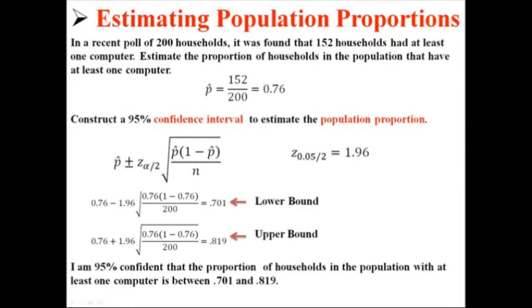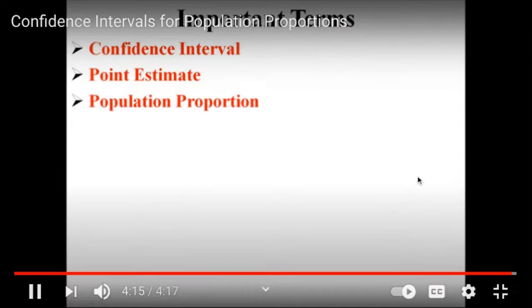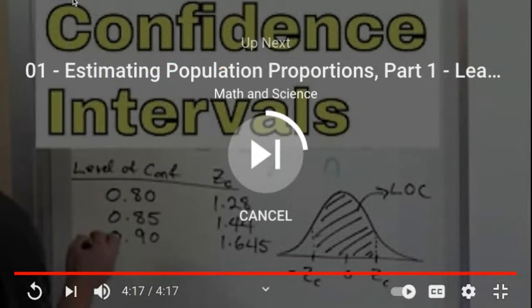So for our confidence interval, I am 95% confident that the proportion of households in the population with at least one computer is between 0.701 and 0.819. And that's how you construct a confidence interval around the population proportion. Okay, any questions about that one? That was pretty straightforward. Any questions?